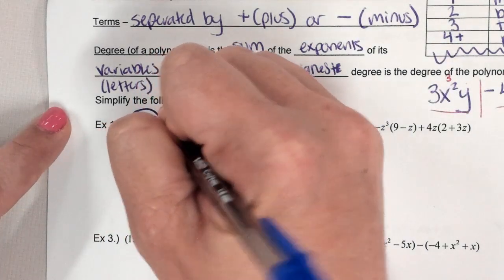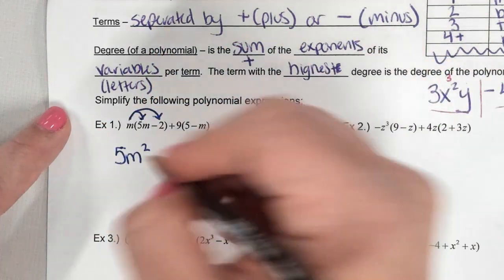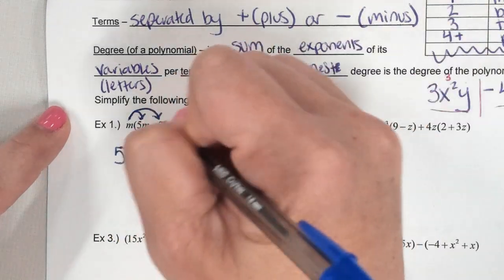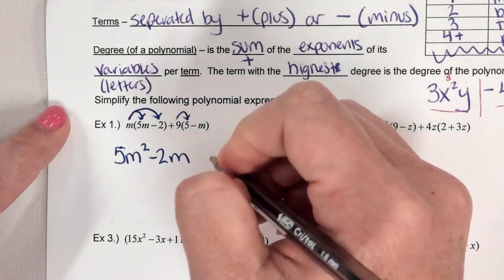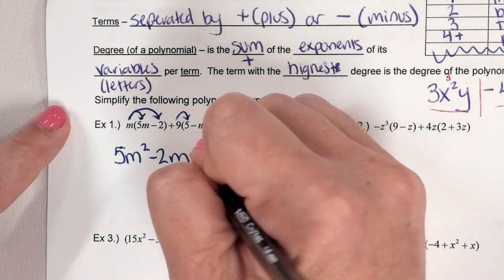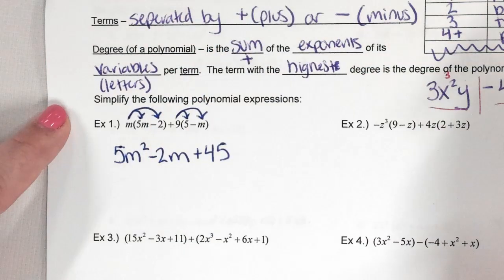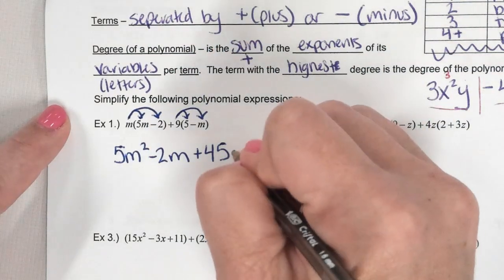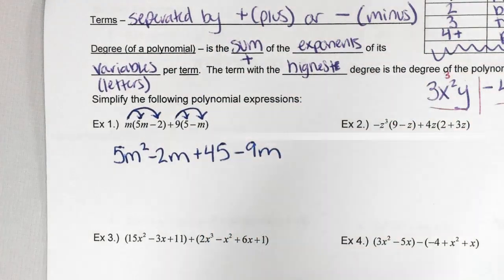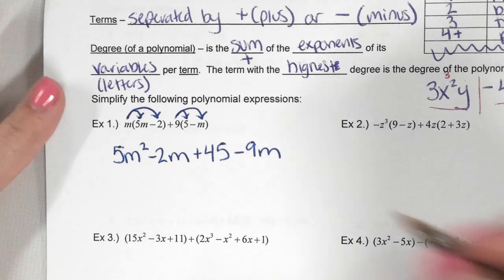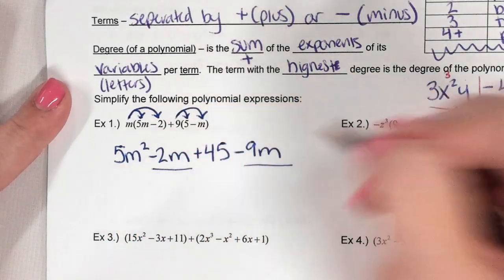M times negative 2? Negative 2. Perfect. 9 times 5? Positive 45. And 9 times negative m. Perfect. Do I have any like terms? Yes, what are they? The negative 2 and the negative 9.